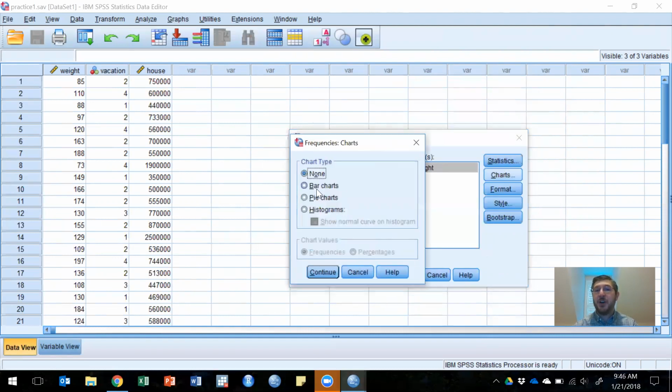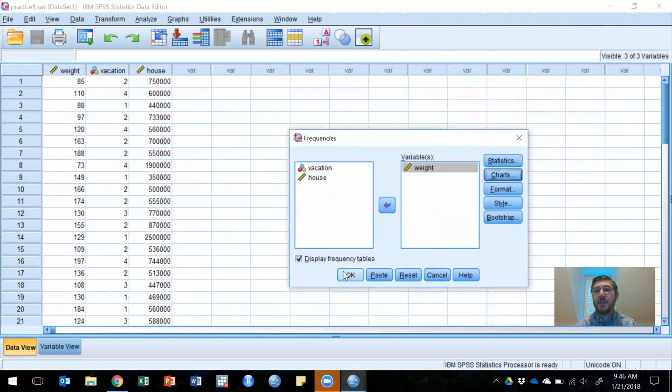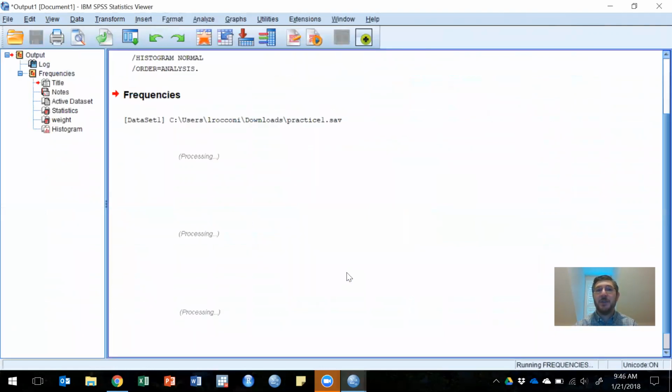If you want a chart, weight is an interval ratio variable, so a histogram may be appropriate, and we can also lay a normal curve over the top of the histogram. So let's click OK. Let's see what we get out here.